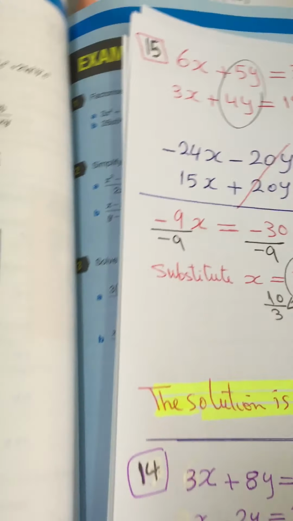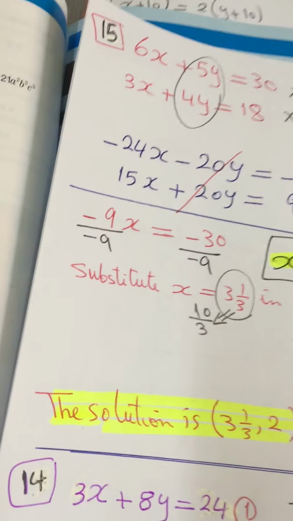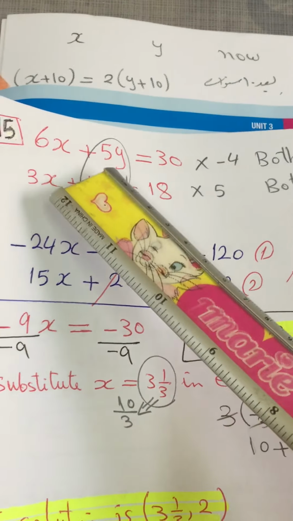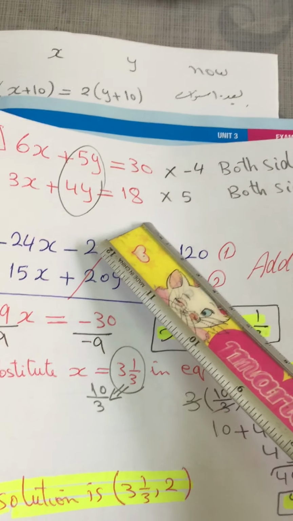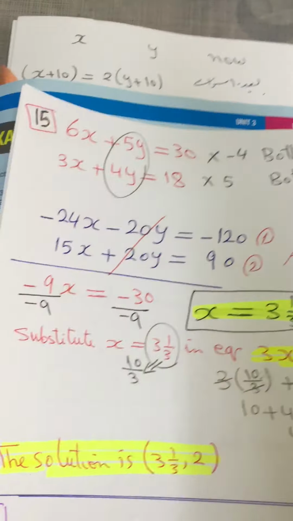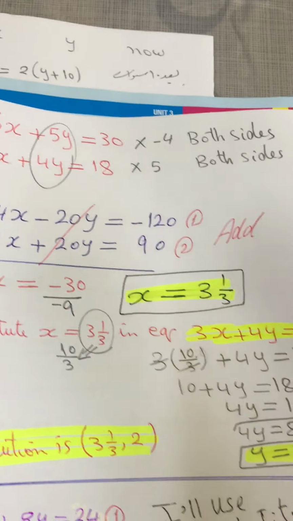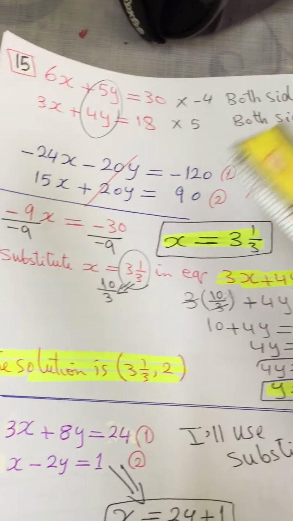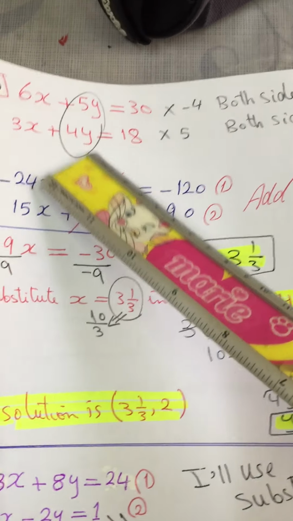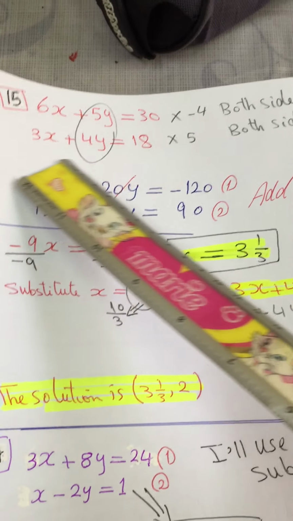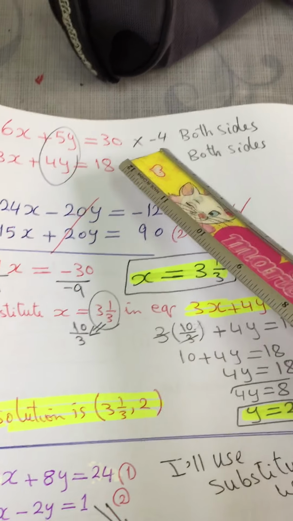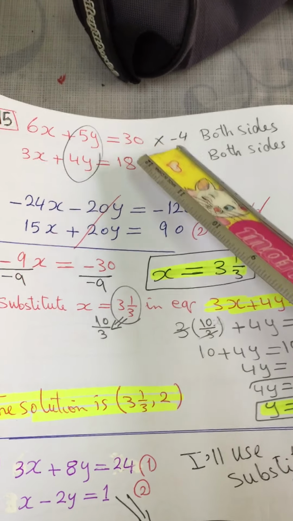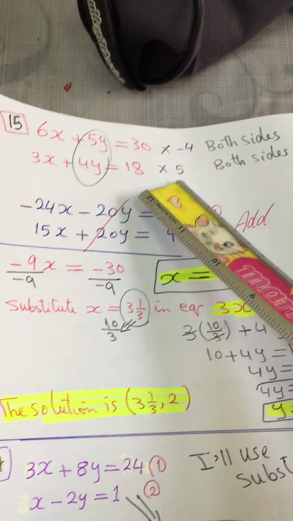Number 15. I'm still in exercise 9 star, page 198. Number 15. I have 6x plus 5y equals 30, 3x plus 4y equals 18. I'll use the elimination. I prefer here to eliminate the y, as you see. So I'll take 5 and multiply all the equation down, and take 4 and multiply all the equation up. But make one of them negative. I'll multiply by negative 4 up and positive 5 down.